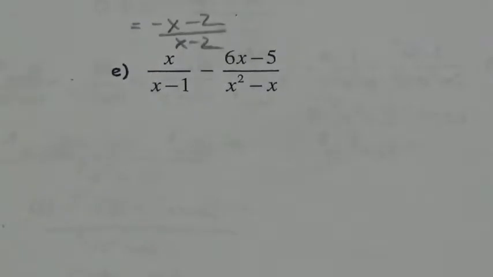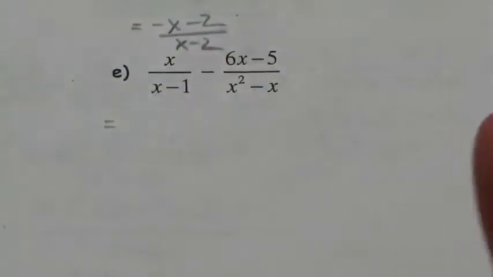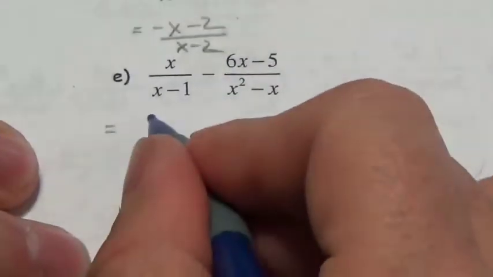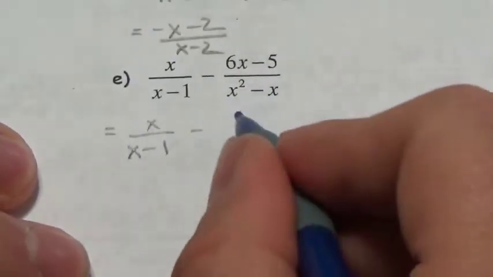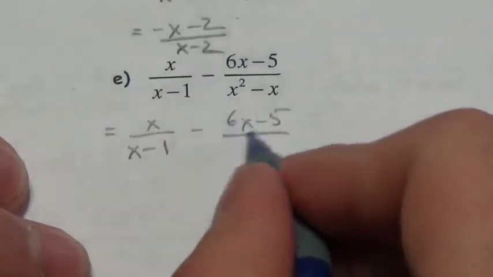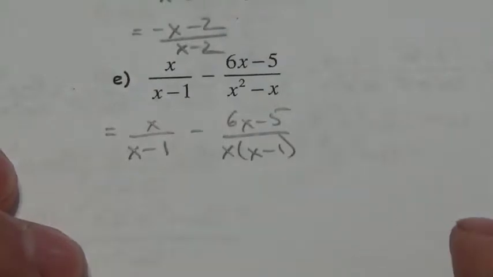All right, let's keep going. Okay, this guy right here. Now they're just starting to get a little bit more difficult. First thing I got to do is factor. So this is going to give me, over here, the denominator can be factored. The numerator can't. There's nothing common between the 6 and the 5. But I can take out a common x out of that denominator.